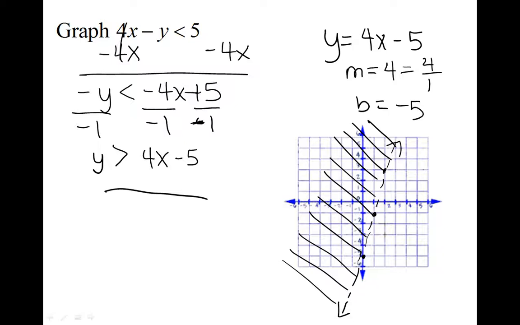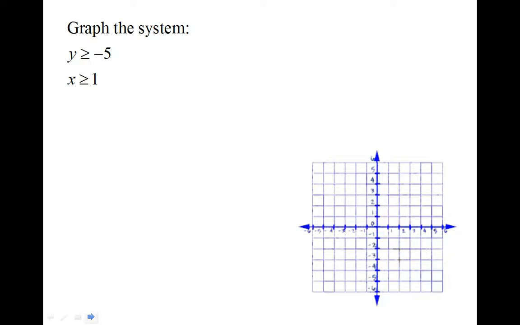All right, the next few problems, we're graphing a system, so we're going to have more than one inequality that we're graphing, okay? So if we look at this first one, let's graph the system, y greater than or equal to negative 5, which will be a solid line, and x also has to be greater than or equal to 1, okay? So y greater than or equal to negative 5 and I'm just going to put a little "and" here, okay?